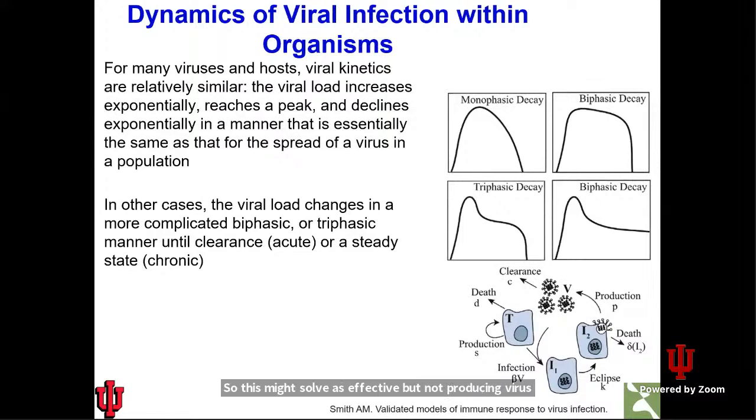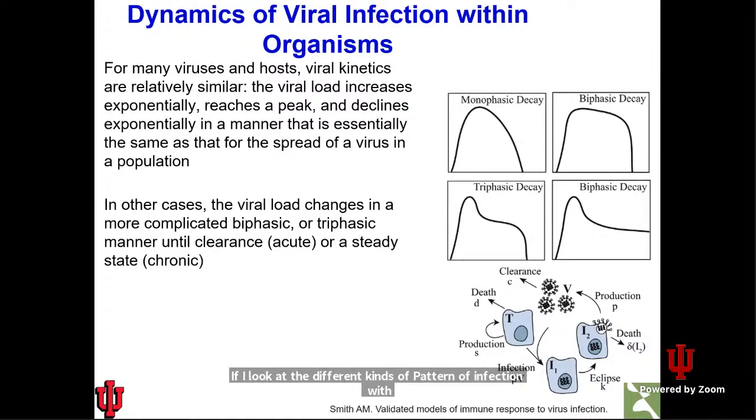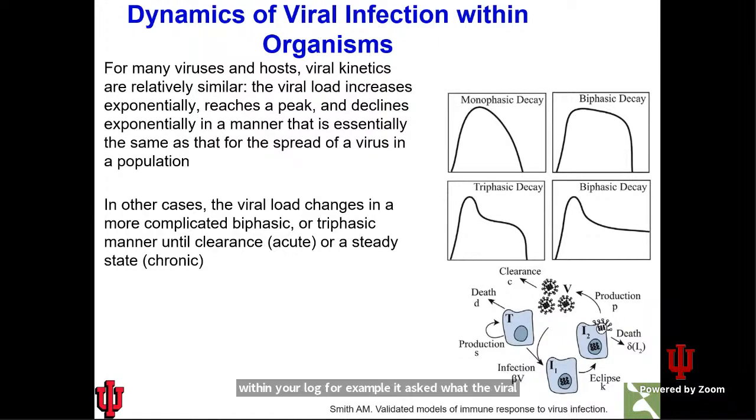It then goes to a situation where it's infected and releasing virus. And that virus is available to infect new cells, and that cell will die. And some of those deaths are due to the virus itself, some of those deaths are due to the immune response. If I look at the different kinds of pattern of infection within your lung, for example, and ask what the viral load is, as I mentioned, the experimental data, clinical data on this are not that great. Most of this kind of data comes from in vitro experiments where you infect cells in a dish, which aren't quite the same. You see that there are different typical patterns of infection. A classic, what's called monophasic situation, the amount of virus in your body goes up very rapidly, reaches a peak, and then comes down very rapidly.